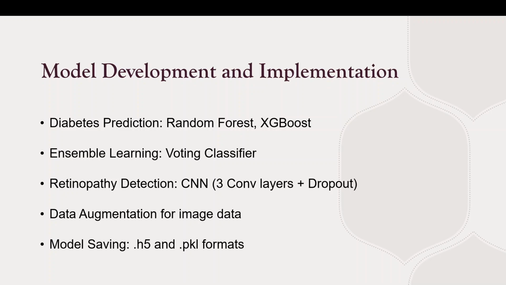I built two separate pipelines. For diabetes predictions, I trained random forest and XGBoost models, later combining them using a voting classifier to improve prediction robustness. And for retinal image analysis, I developed a convolutional neural network with three convolutional layers, dropout, regularization, and dense layers. To enhance CNN performance on a limited dataset, I used data augmentation techniques such as flipping, rotation, and scaling. Finally, the trained models were saved as .pkl and .h5 files for easy integration with the web application.